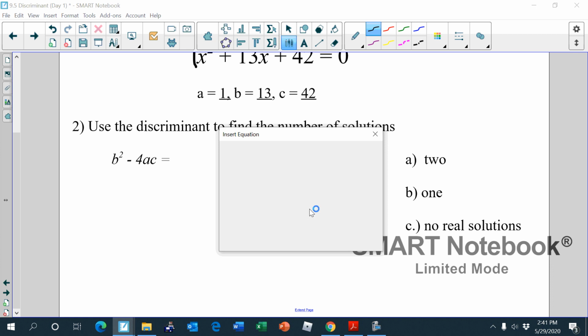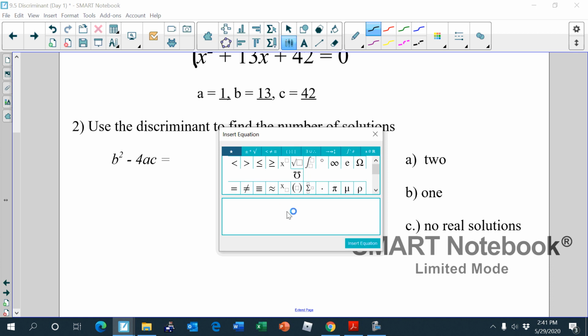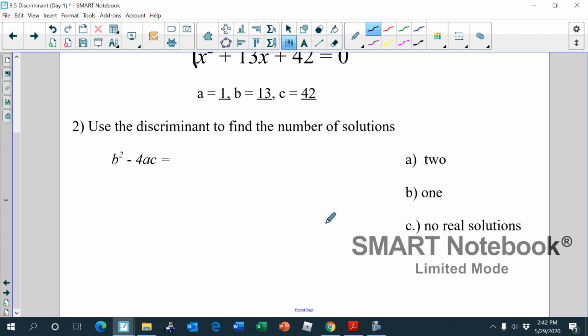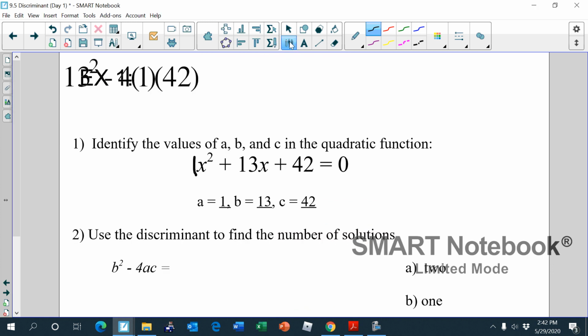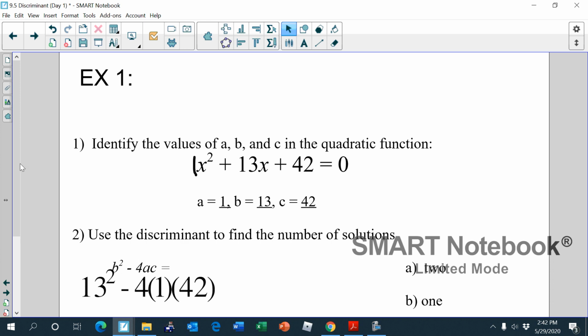I'm going to do 13, because that's my b, squared, minus 4 times a, which is 1, times c, which is 42. Remember, I'm getting these numbers from what I put in as my a, my b, and my c. So I'm going to insert the equation into my smartboard here. Hold on, let me just move it down here.